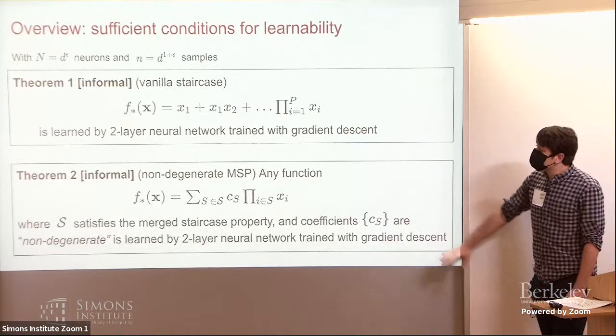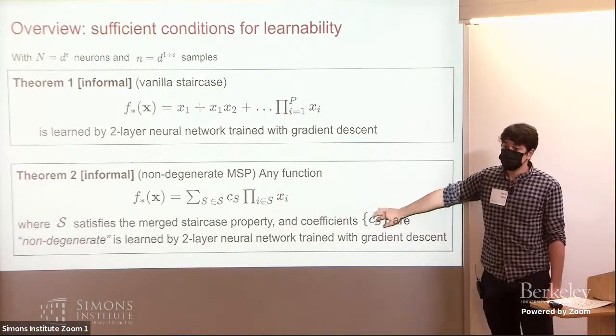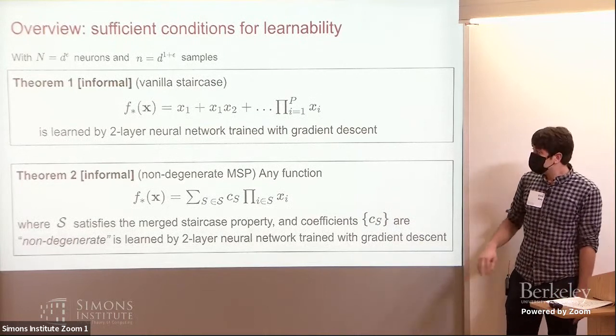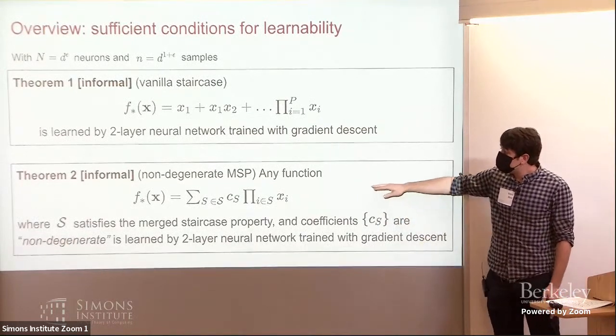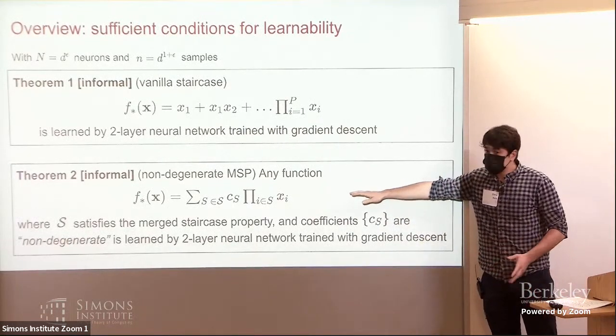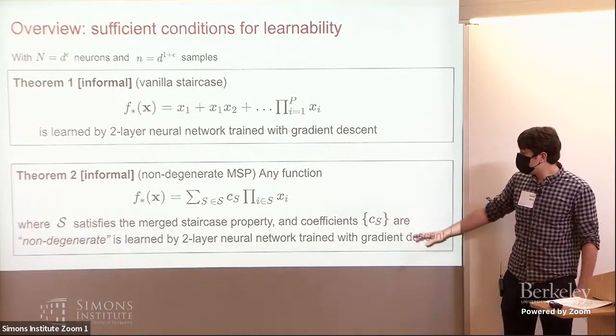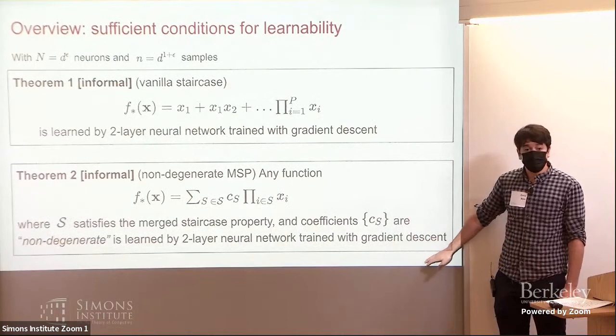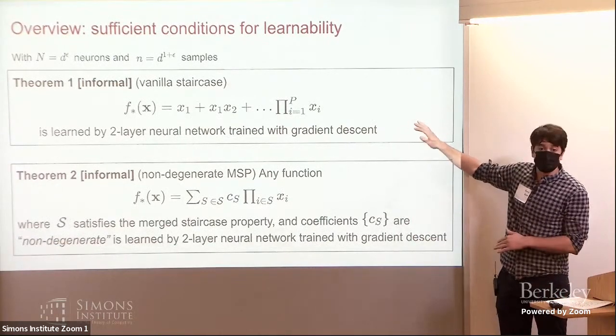And then the second theorem, which I'm not going to get into in so much detail, is in fact a converse, in a smoothed complexity setting, to what Theo has said. I'm going to prove that any function which satisfies this MSP property, and whose coefficients are, quote unquote, non-degenerate, will actually be learnable at this scale.